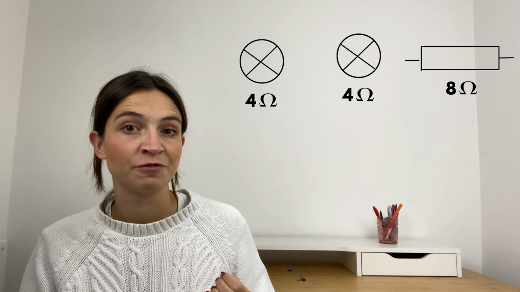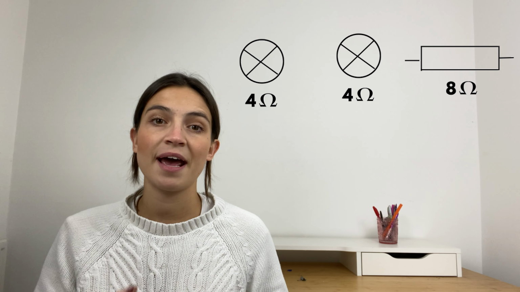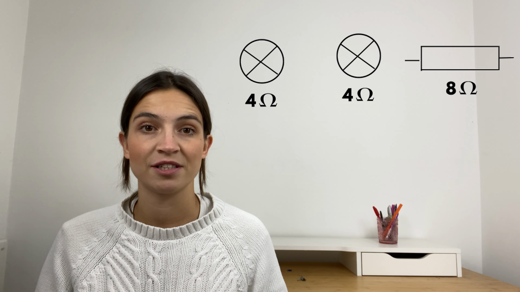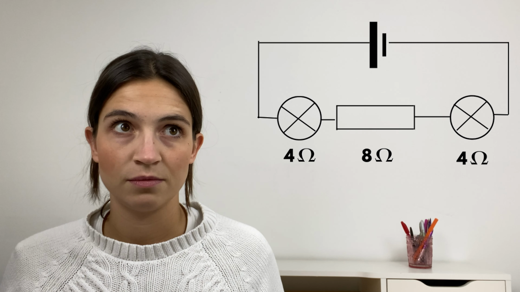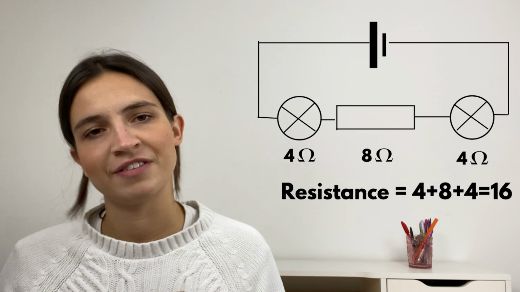Let's say you have two bulbs which both have a resistance of 4 ohms, and you have a resistor with a resistance of 8 ohms in series with each other. How do I find the total resistance of my circuit? Well, you simply add them together. 4 plus 8 plus 4 is 16 ohms. The more stuff I add, the more the resistance increases, and the lower the current gets.